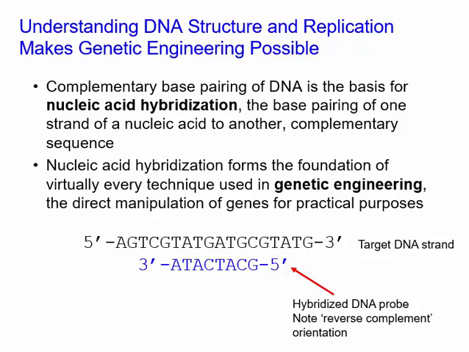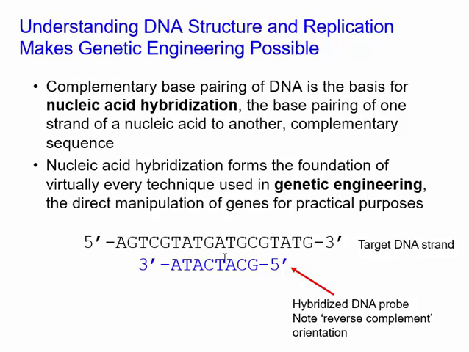This idea of nucleic acid hybridization. Now, that's not as complicated as it might sound at first glance. All that is about is that if you had a DNA strand, like I show you at the bottom here, 5' to 3', you could create another DNA strand that's complementary to it. Here we're showing it in reverse complement, 5' to 3' going right to left. This will base pair with our target DNA strand.